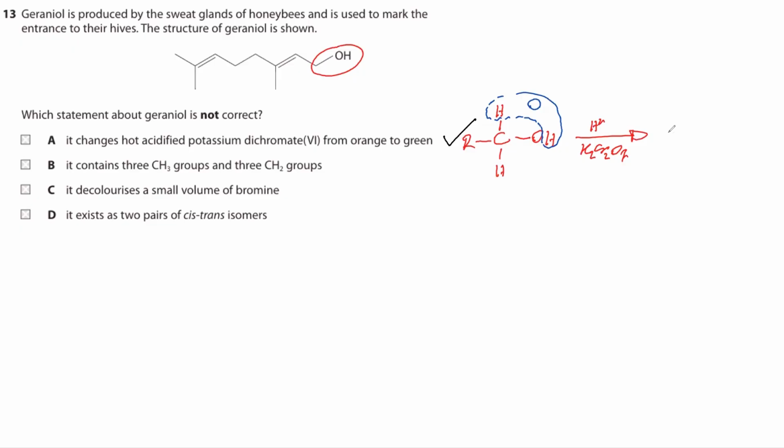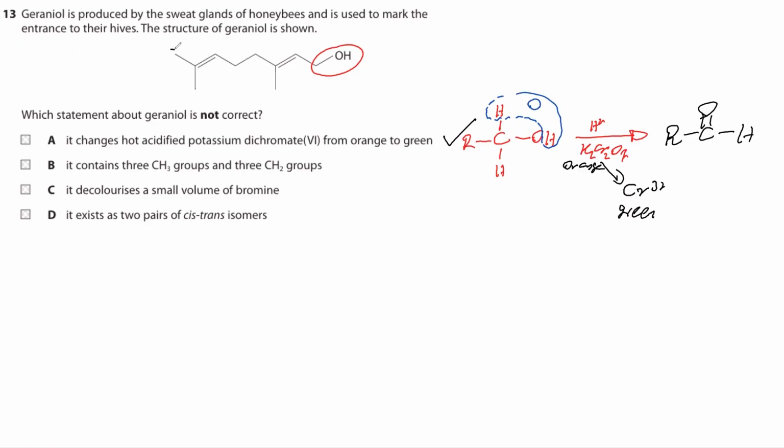So therefore our primary alcohol gets oxidized to an aldehyde, and our acidified potassium dichromate will be reduced to chromium 3 plus ion during this process. So this is an oxidation reaction, this is a reduction reaction. Dichromate is orange, chromium 3 plus is green. Therefore it will change the color from orange to green. That's correct. It contains 3 CH3 groups and 3 CH2 groups.